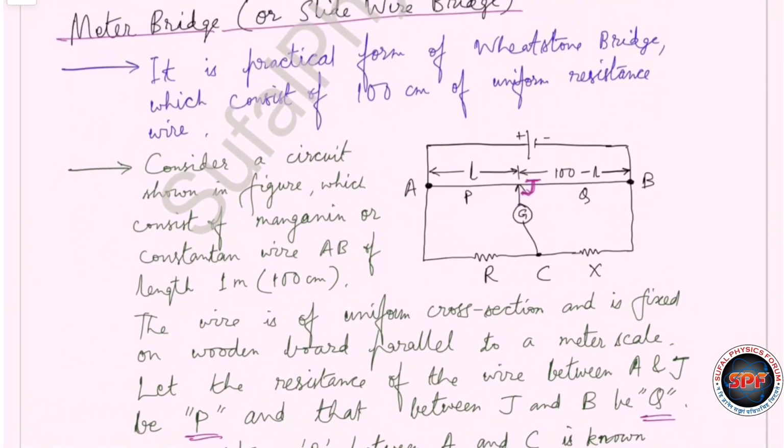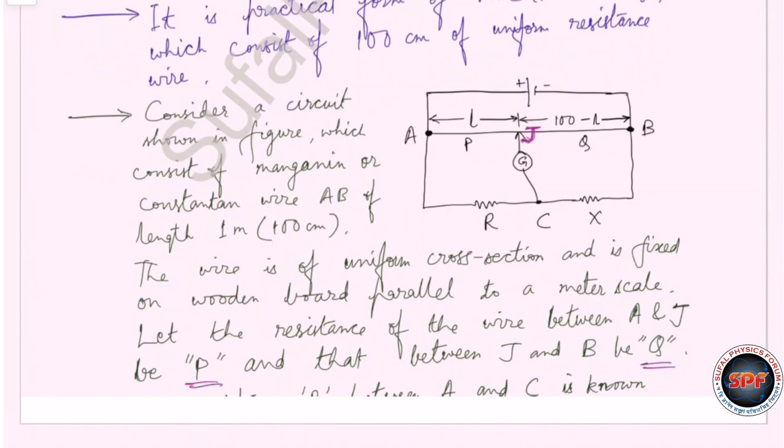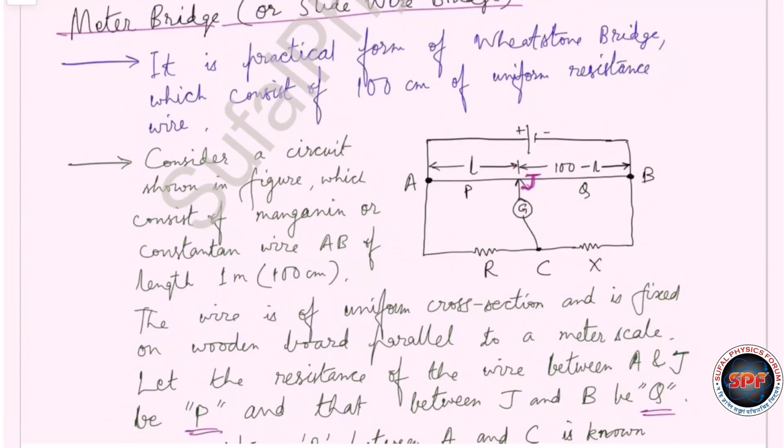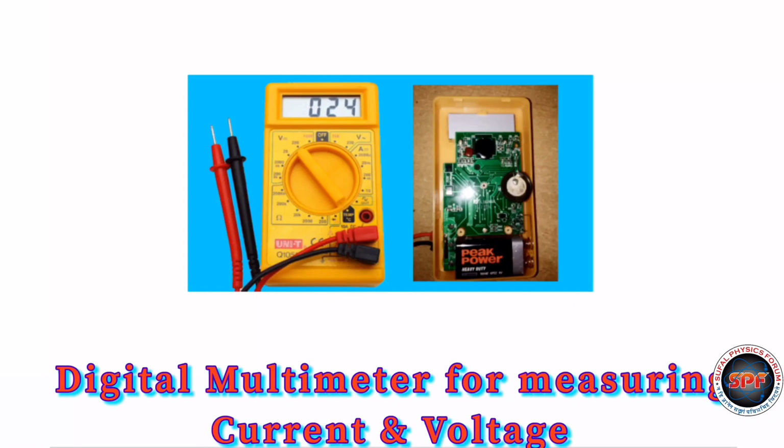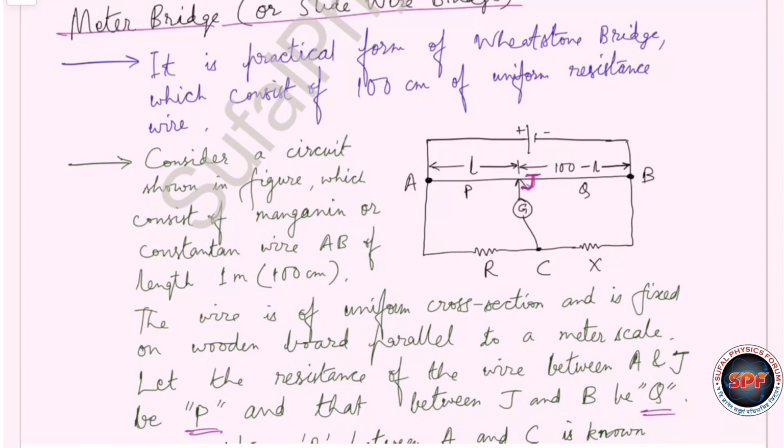Meter bridge is the practical form of Wheatstone bridge. This is the resistance box. This is the unknown resistance which has to be found, and this is the null point. After obtaining the null point, the AJ part is resistance P, and the JB part is Q. Point to note that L is the balancing length.